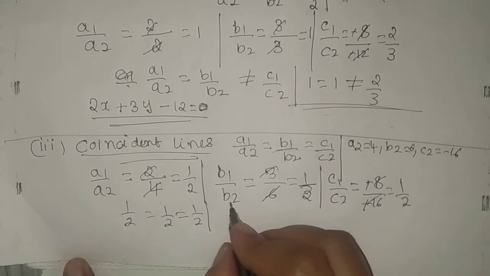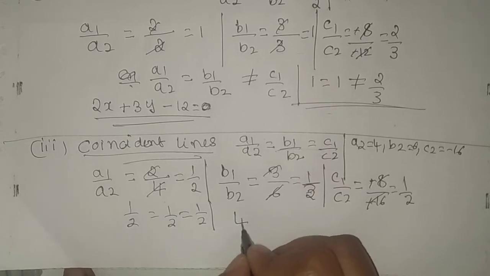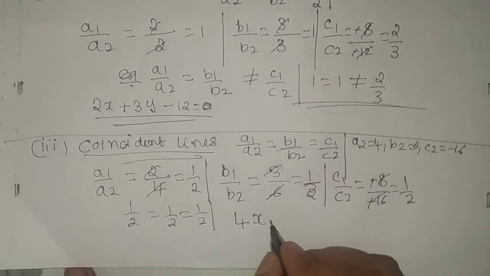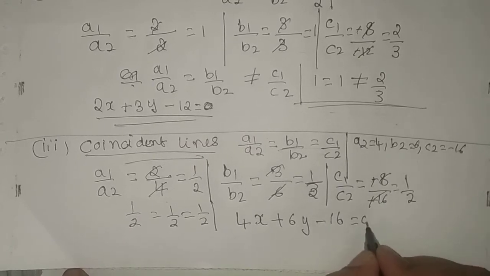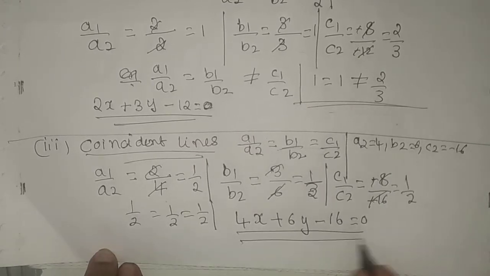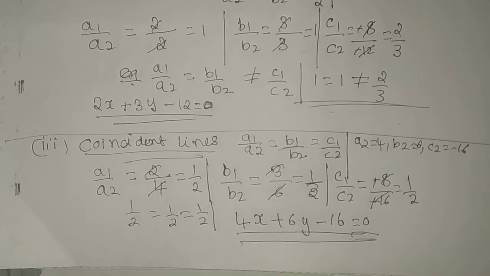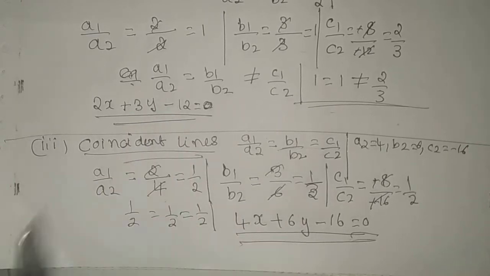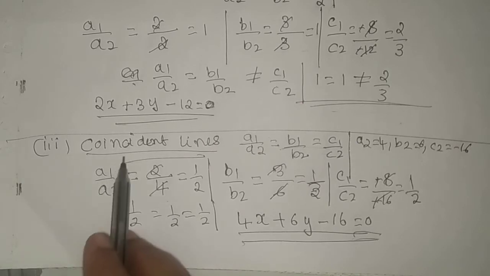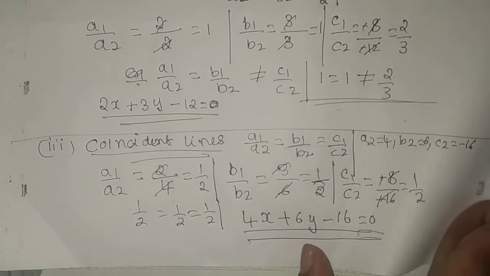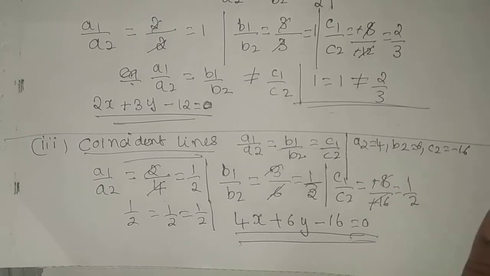Now we have to write the equation. How much did we take? That is 4x plus 6y minus 16 is equal to 0. This is constructing the equations, assuming the values and satisfying the conditions for intersecting lines, parallel lines and coincident lines. This is the solution for this sixth problem.